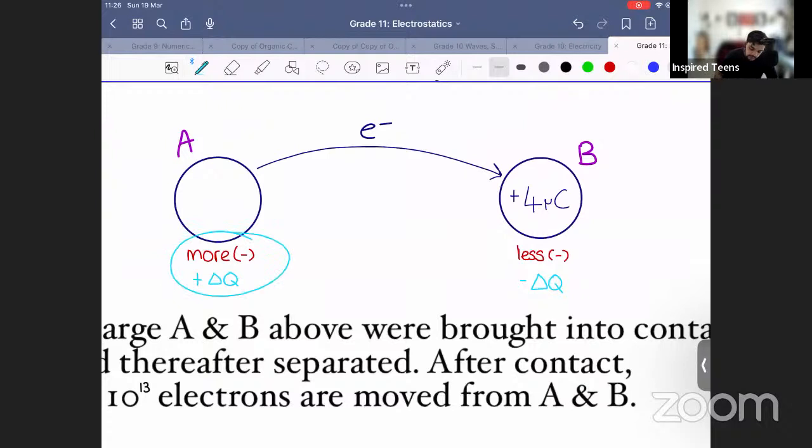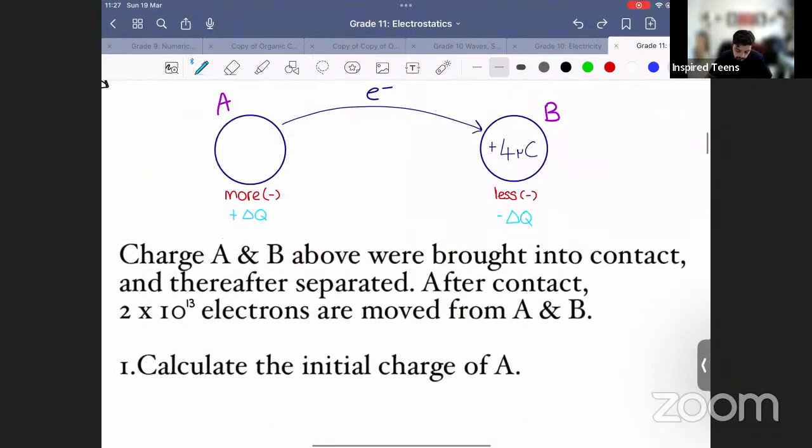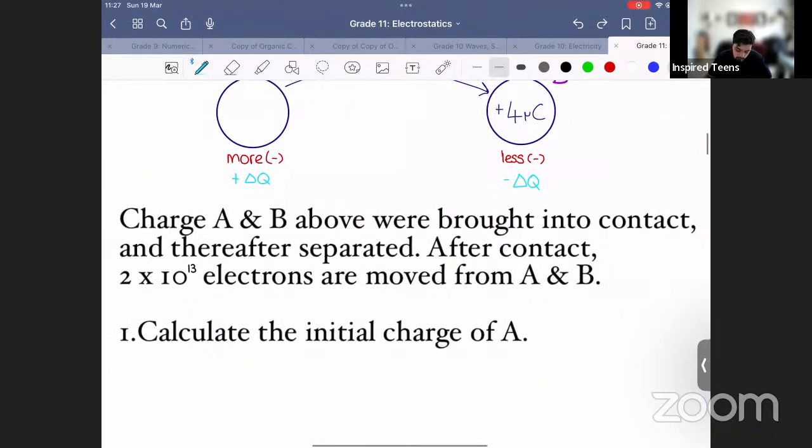Because the one that donates, it loses electrons. So it becomes more positively charged. That's why its change in Q is a positive change. The one that receives is B. It receives electrons, which means it becomes more negatively charged, which means its change in charge is a negative change. Okay, so that's really important for this question. Charge A and B above were brought into contact and thereafter separated. After contact, 2 times 10 to the 13 electrons are moved from A to B.